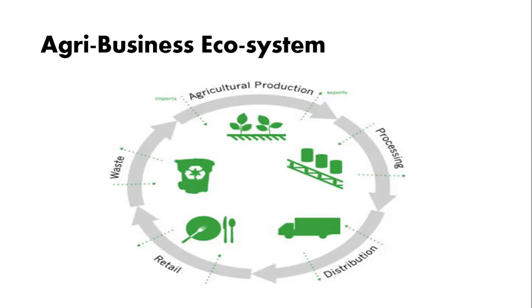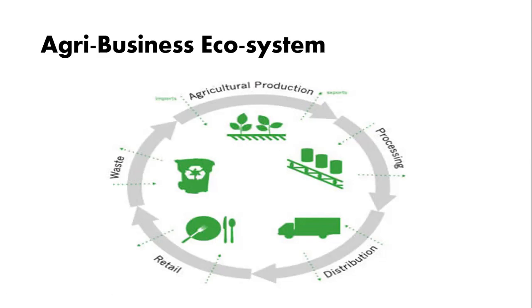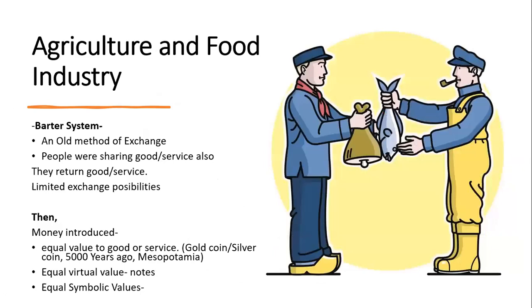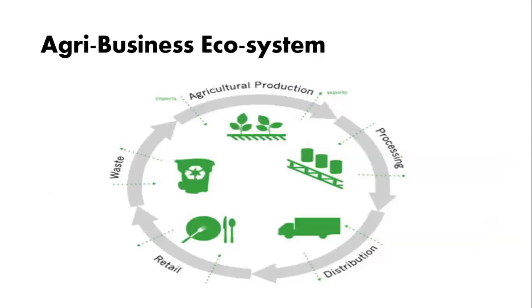So why I put this agribusiness ecosystem slide is that in previous scenarios, the farmer or producer did not need to worry much about the production and its qualities and other market requirements, right? With commodity traders and other types of selling, they produce and sell. They don't worry about what the market is requiring, what the market is demanding, right?